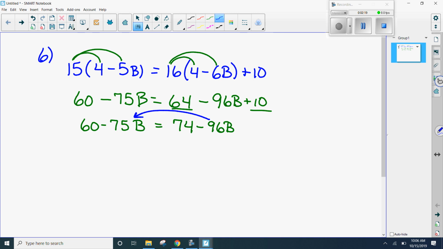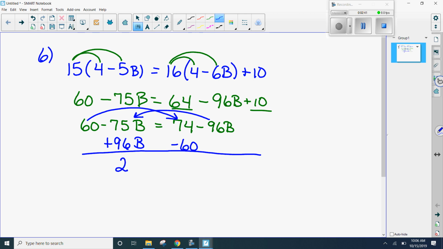So we're going to move this over, which changes the sign and makes it positive 96b, which then says you have to take 60 and move it over to the other side. That's negative 60. What's 96 minus 75? That should be 21b is equal to 74 minus 60 is 14.